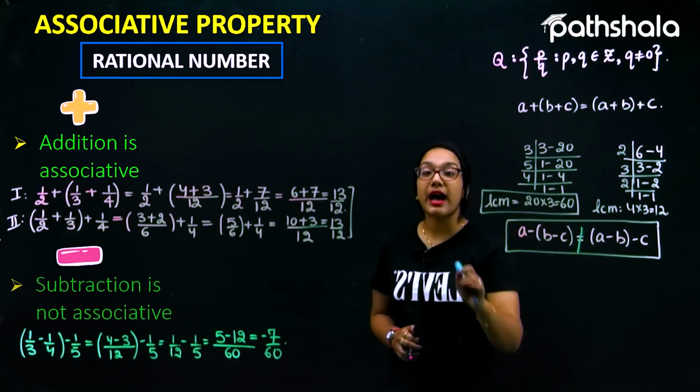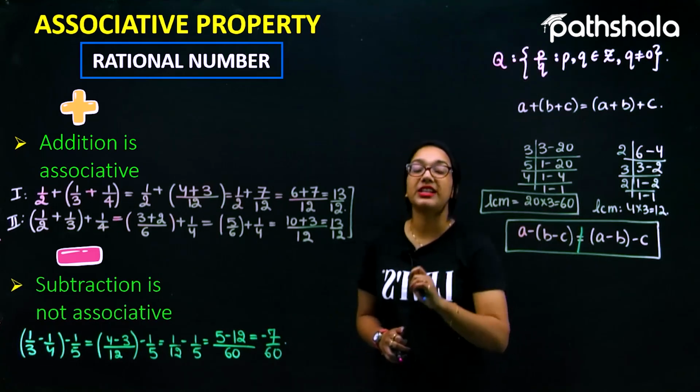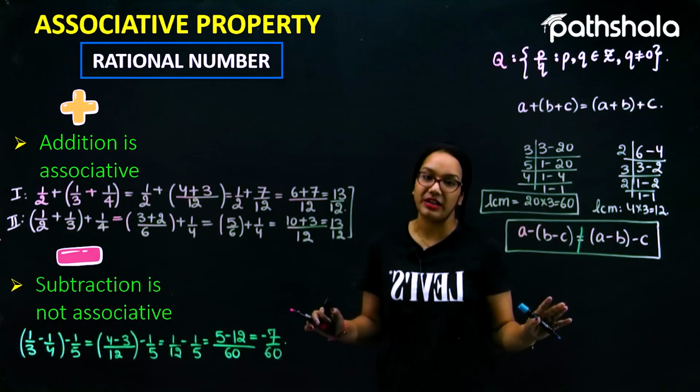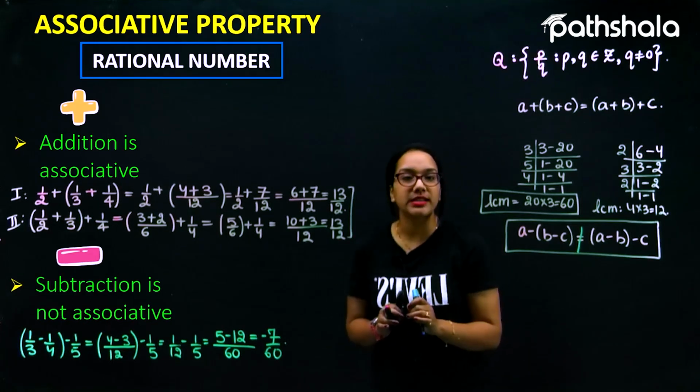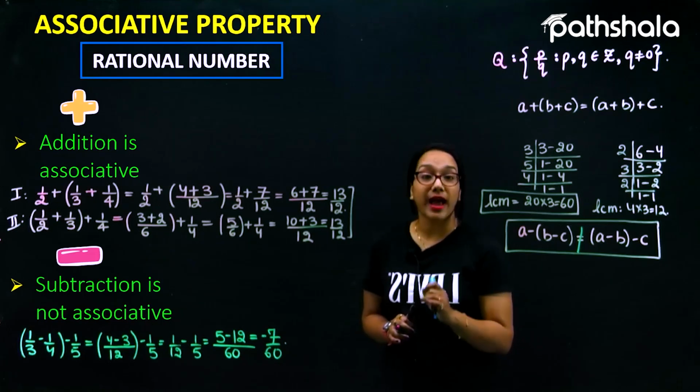It means that in the case of subtraction in the rational numbers, it is not associative in nature, because both of the answers are different from each other. It means that subtraction is not associative.